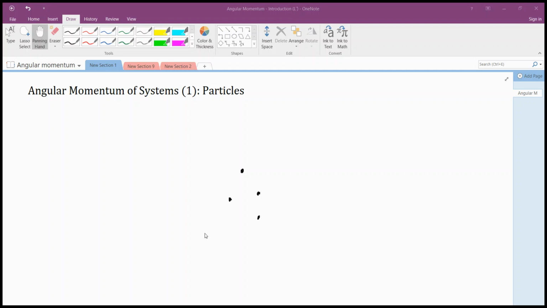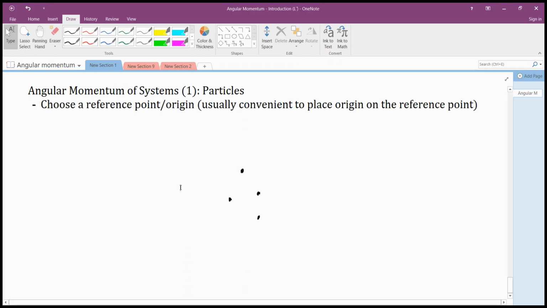Let's talk about the angular momentum of systems of particles. Here I have a system right here, and we will calculate the angular momentum of this system. The first thing we have to do is choose a reference point, because angular momentum is r cross p, where r is defined relative to the reference point. It is the position vector of the particle relative to the reference point.